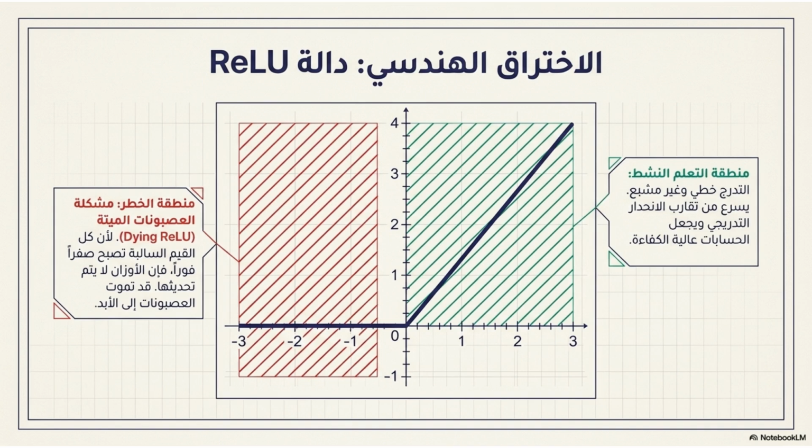ReLU is an engineering breakthrough. Its non-saturating gradient accelerates convergence and simplifies calculations. However, it can suffer from the dying ReLU problem, where neurons may stop updating forever.